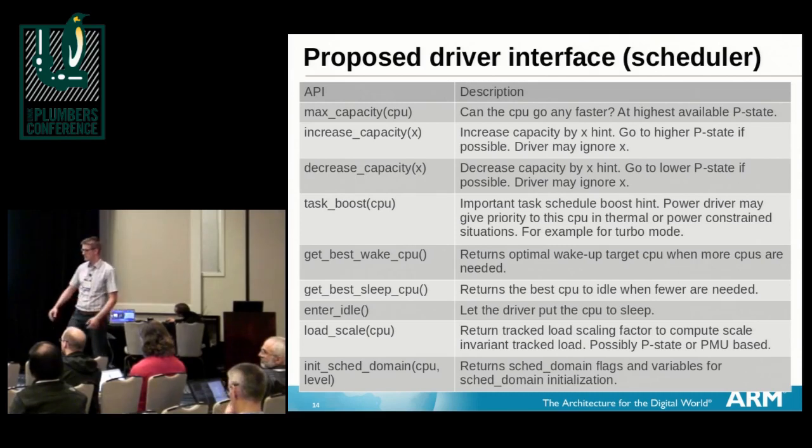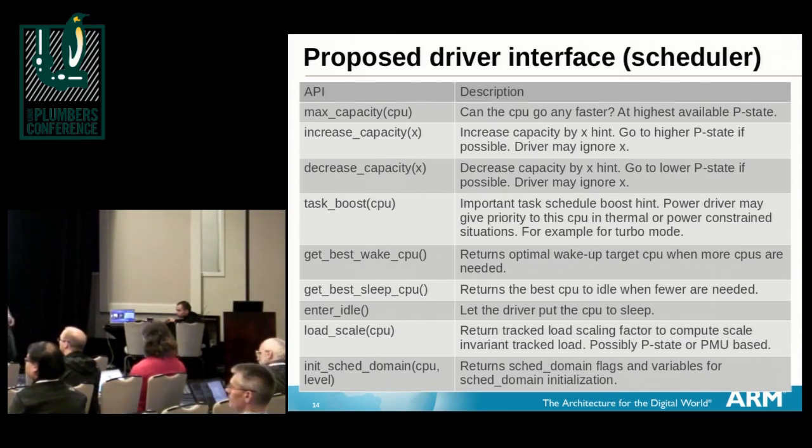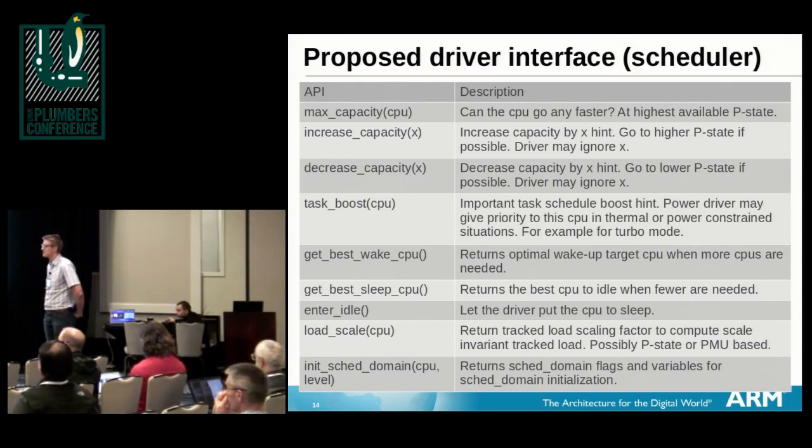A question over here. Getting back to the capacity hint, it would be nice to have the same hint for the get best wake CPU and get best sleep CPU. You may want to provide the platform driver with knowledge of how much power is required, so it could choose between bringing up a little CPU or a big one. Same with get best sleep CPU: you say you could cut down on the power and it will turn off the big CPU, starving everyone of power. So chances are you'll have to spin something up very shortly again.